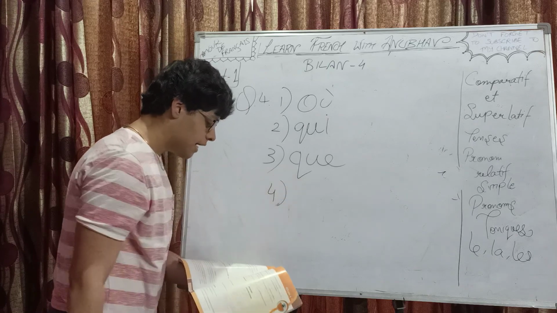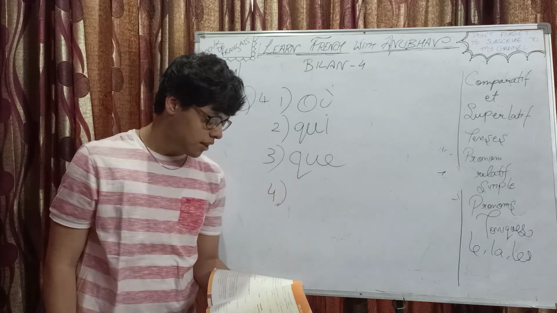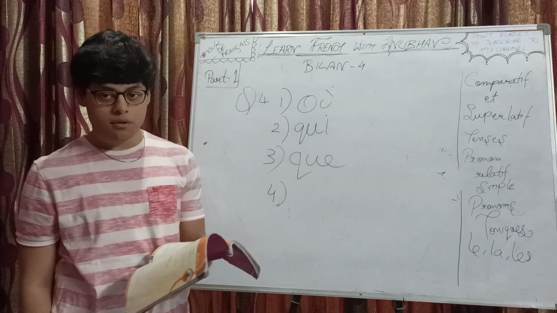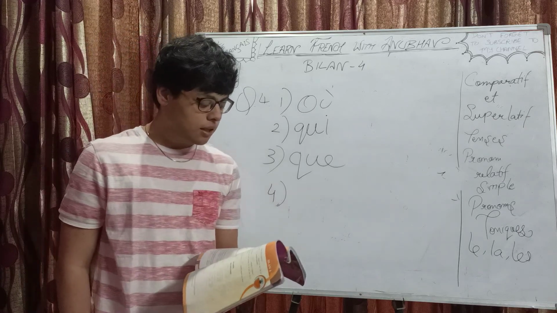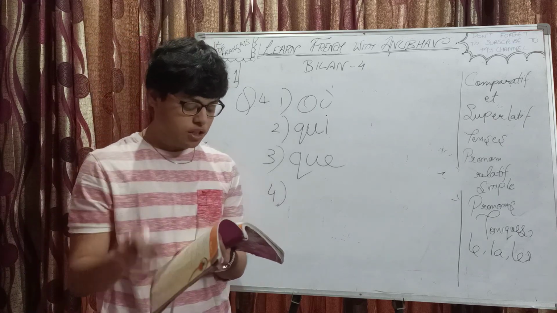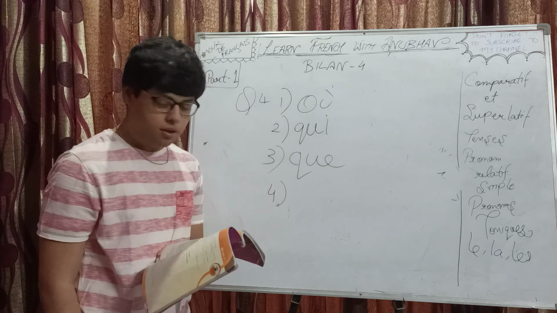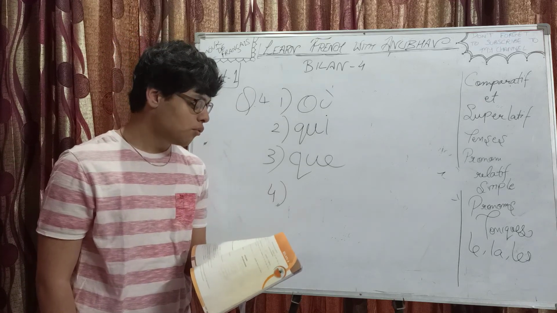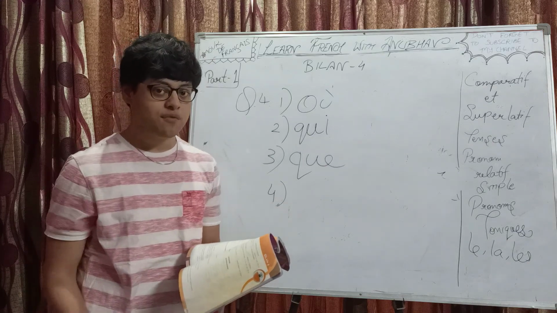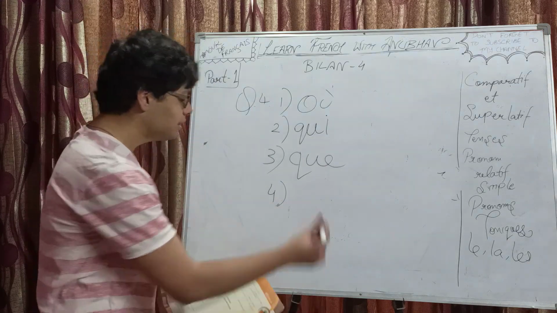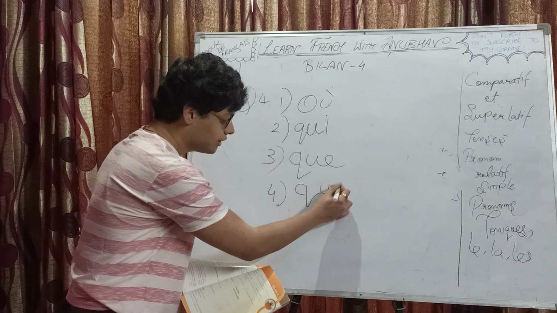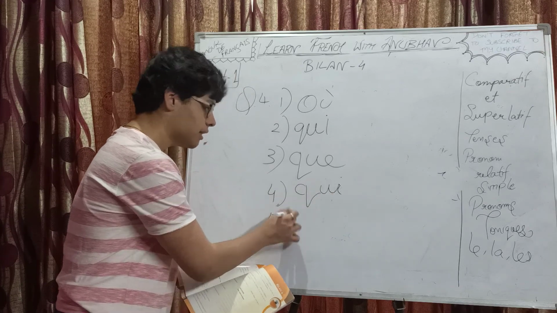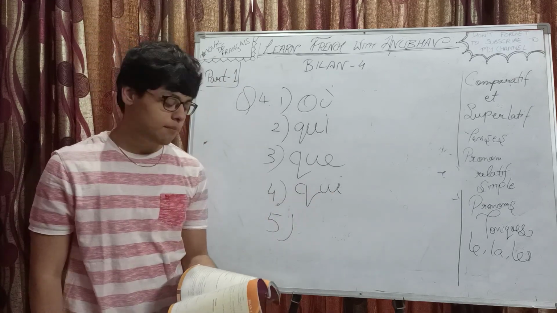Number 4, les Canadiens, the Canadians dash parlent français sont principalement du Québec. So the Canadians who speak French are mainly from Quebec. Fine. So who speak French? For who, what do we use? Qui. See, it's so simple. If you translate the French sentence into English and then do it, it's really simple.